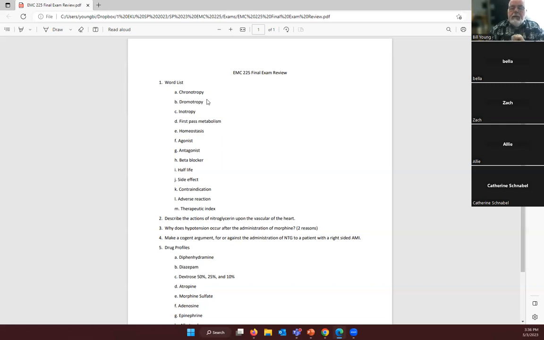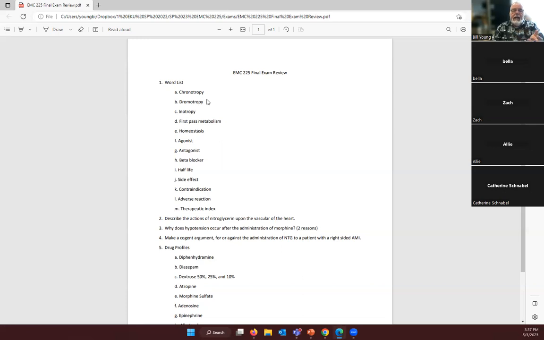First pass metabolism is defined as when we give a medication by mouth, it goes into the digestive system, and the first thing that happens is it has to go through the liver. And the liver, much like the kidneys, is a filtration type of organ. As such, it will reduce the amount of medication that is available for the body to utilize. That is known as first pass metabolism.